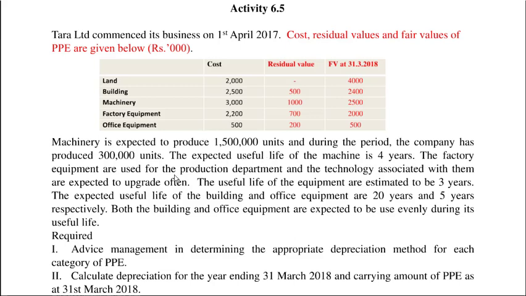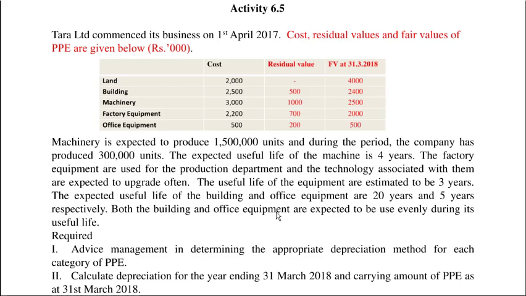Okay. Then the factory equipment is used for the production department, and the technology associated with it is expected to upgrade often. So if any asset is going to be updated very often, it means in the early stage it should depreciate at a very high rate, because the asset is going to be quickly outdated. So in the early stage you can expect more economic benefits. So for an asset like this, we can adopt the diminishing balance method, and the useful life of this equipment is 3 years. Then the expected useful life of the building and the office equipment are 20 years and 5 years respectively.